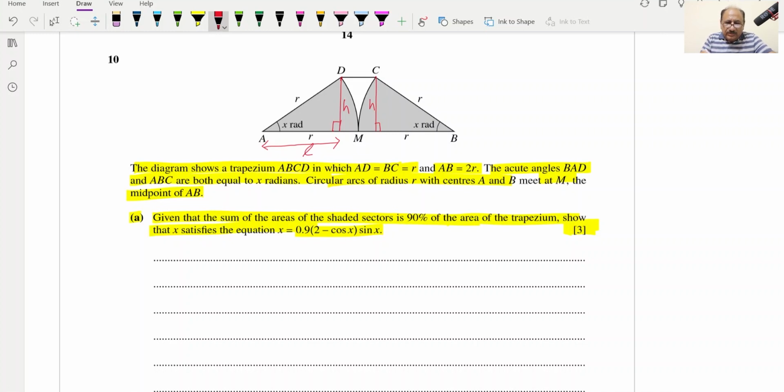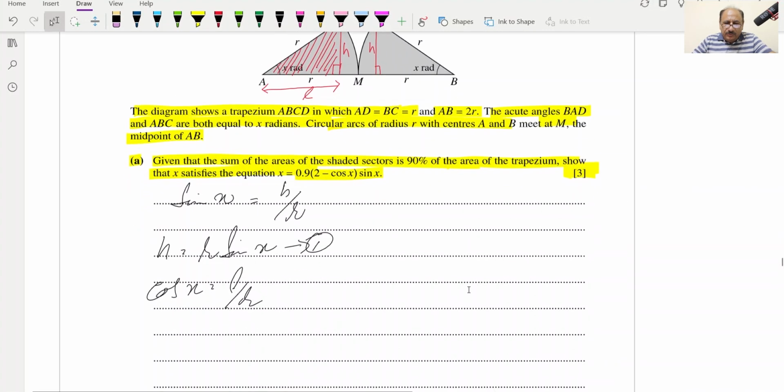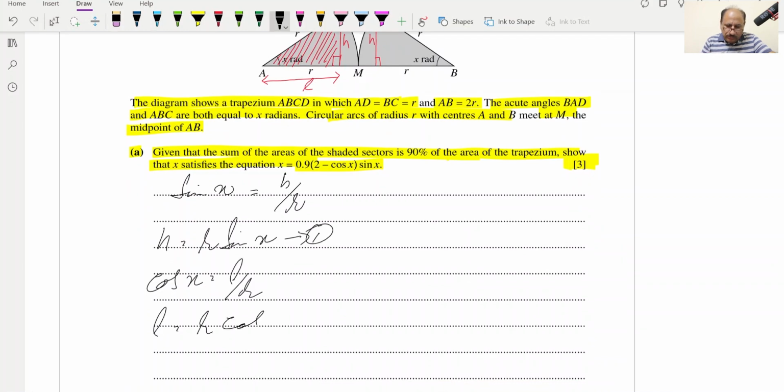So if we consider this triangle, we can write sine theta is equal to opposite over hypotenuse, so h over r. So we can write sine x is equal to h over r. So h will be equal to r sine x, and this will be our equation 1. And we can write cos x also. So cos x will be equal to L over R. So L will be equal to R cos theta.